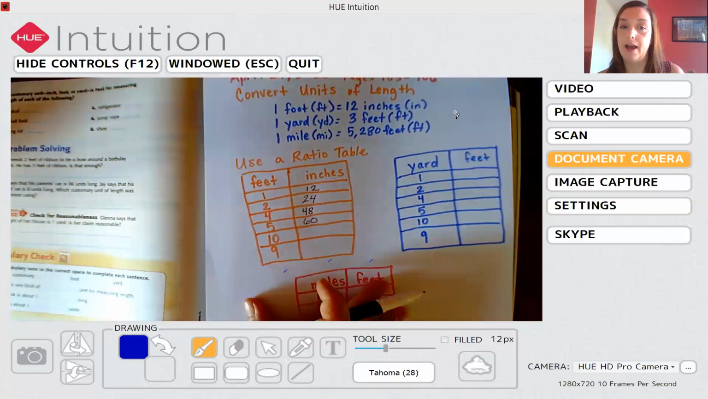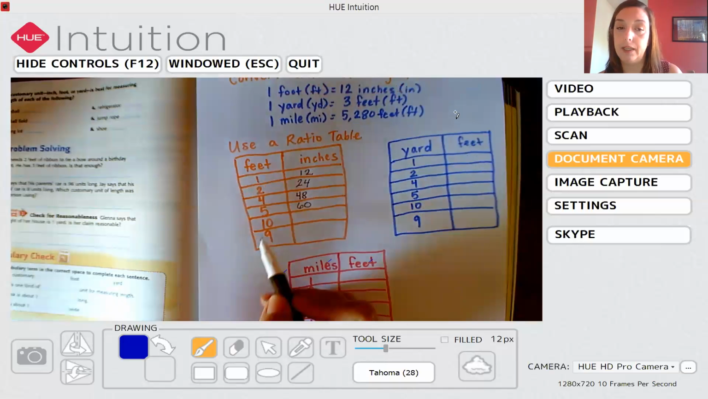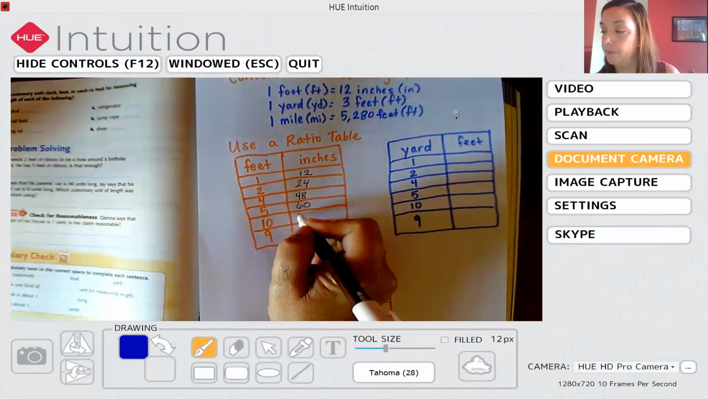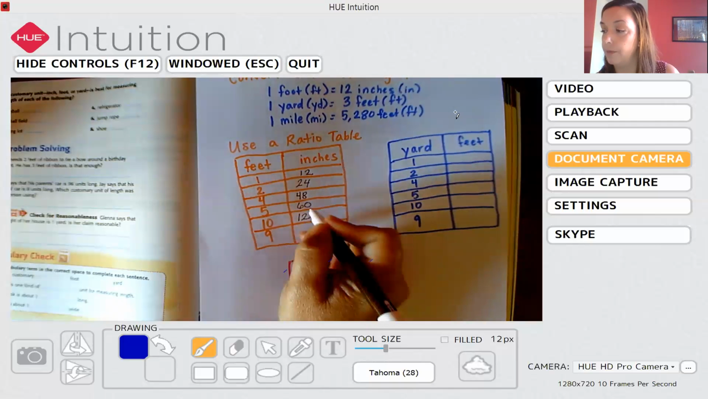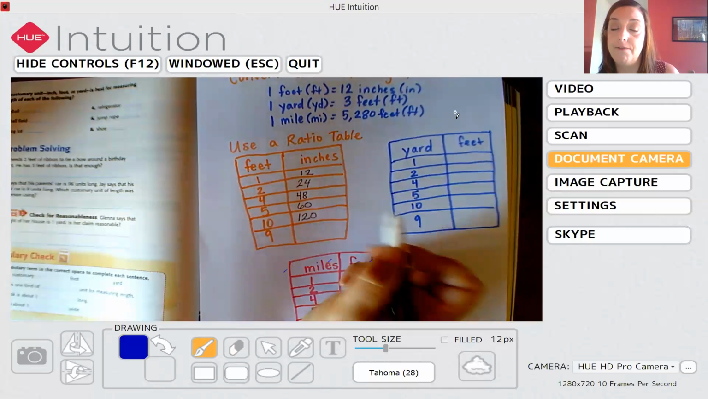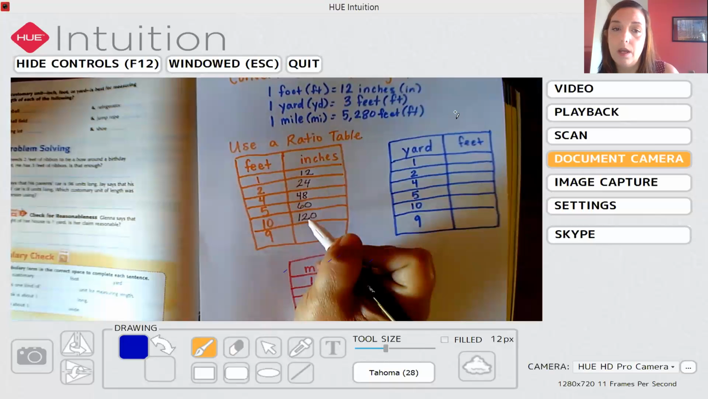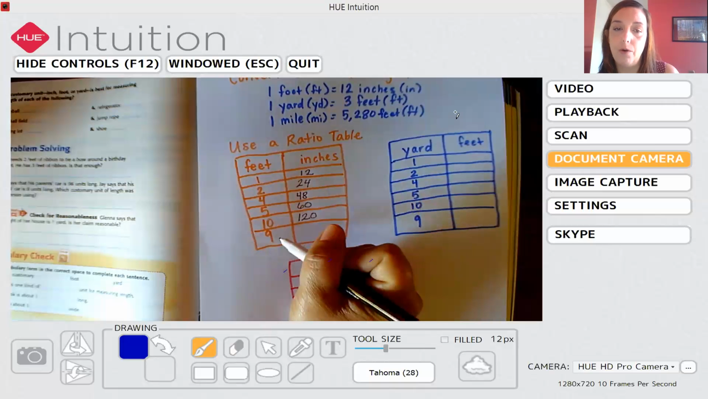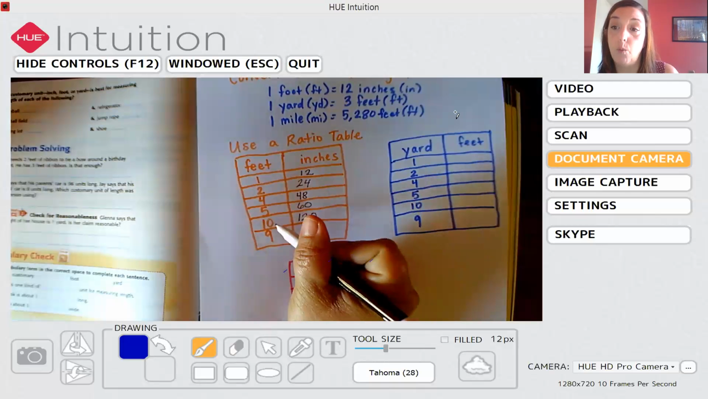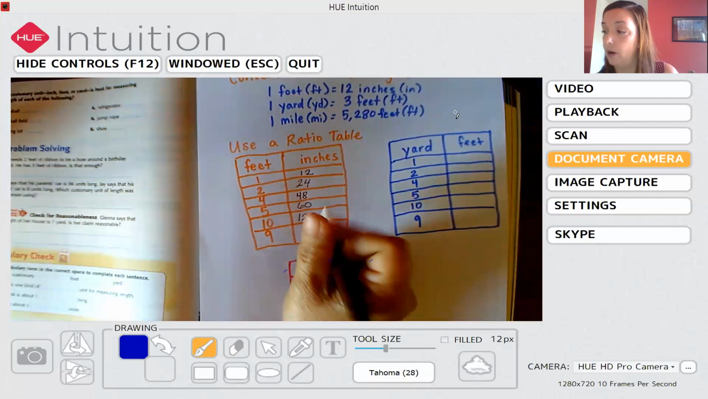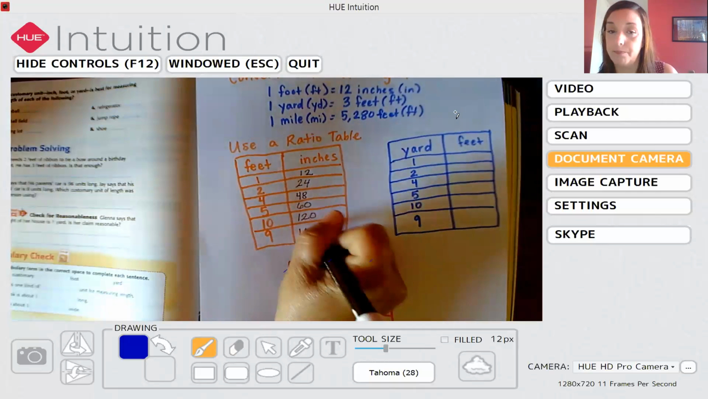So now if I have 10, well, I'm doubling 5. So if I double the amount of inches, 60 times 2 would be 120. I'm doubling the amount of feet, so I double the amount of inches, or I could think 10 feet times 12 inches in each foot is 120. Now, if I want to do 9, I could say, okay, 9 is 1 foot less than 10. So if I take away 12 inches from 120, that would give me 108 inches, okay?